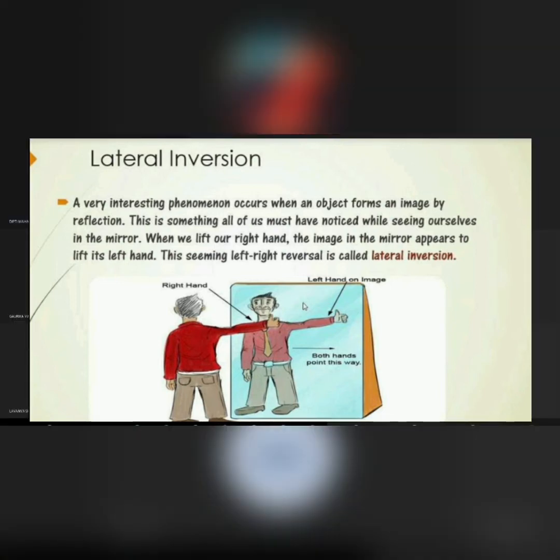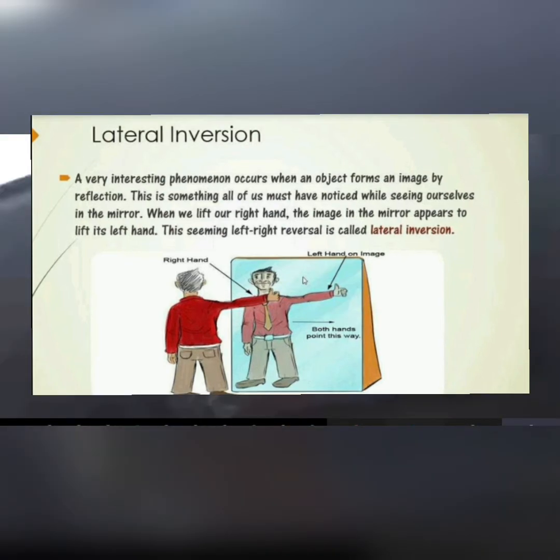Ma'am, like when the left side of a particular object appears on the right side of the image. Correct. So whenever we see ourselves in the mirror, we will see that whatever is there on our left hand side appears to be on the right hand side in the image. Fine. Whatever is there on the left hand side appears to be on the right hand side in the image.